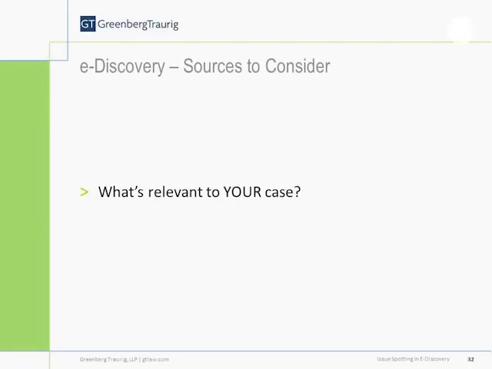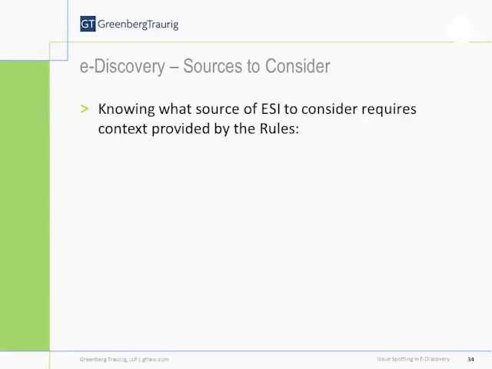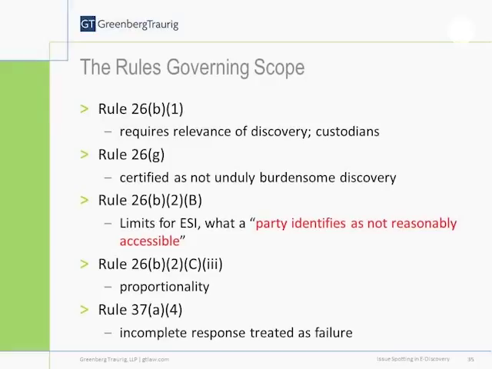But before you figure out what you've got to get organized with, you've got to figure out what's relevant to your case. So you look at this list again and you go, wow. What could be relevant to my case? What kind of things am I trying to prove, and why? And that's really where you have to start. So you need context now from the rules. What do the rules require me to think about? Well, the first thing is you've got Rule 26(b)(1). And that says that we're allowed to discover things that are relevant to the claims and defenses, right?